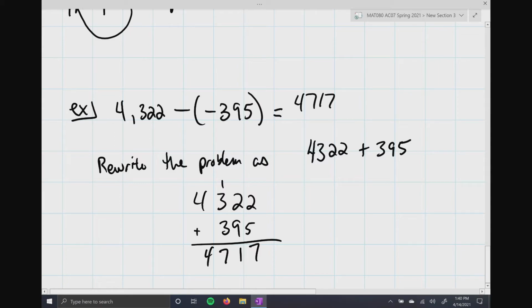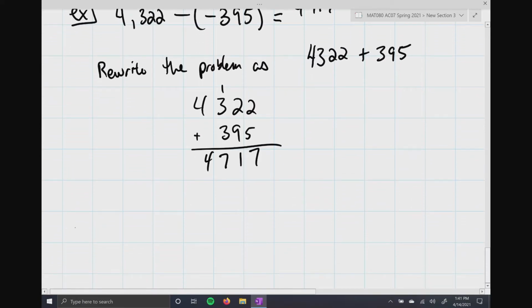is 4,717. All right? So if you think about this, what this is really saying is take negative 395, find the opposite of that, and go in the opposite direction. So you're actually adding 395 to this.